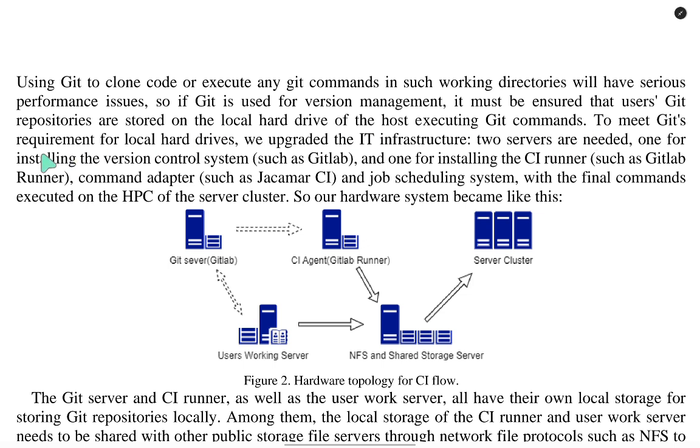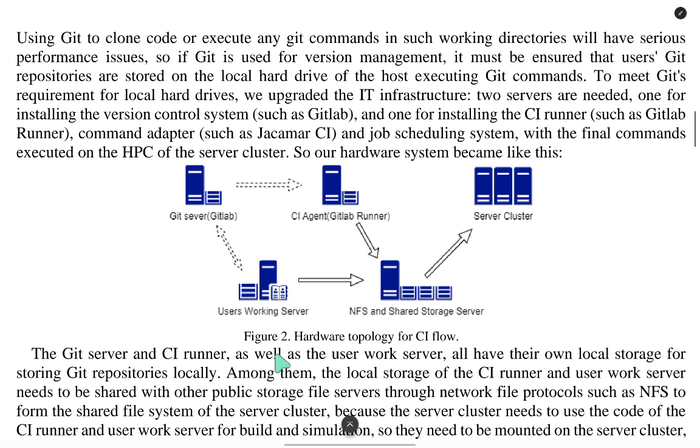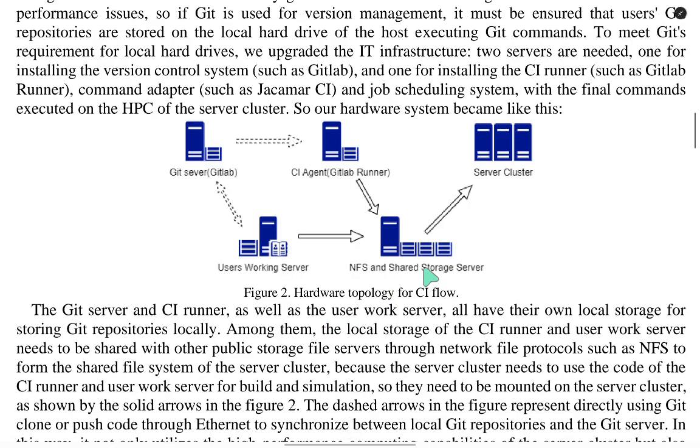To meet the Git requirement for local hard drives, we upgraded the IT infrastructure. 2 servers are needed, one for installing the version control system, such as GitLab, and one for installing the CI runner, such as GitLab runner, the command adapter, such as Jacamar CI, and a job scheduling system, with the final command executed on the HPC of the server cluster. So our hardware system became like this. Figure 2 is a hardware topology of a CI flow.